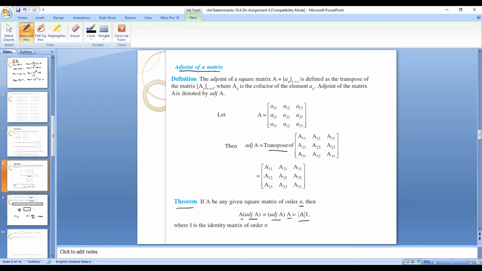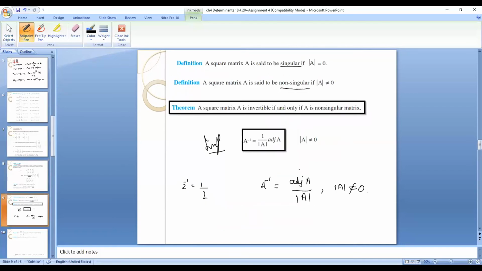So for finding the inverse, the very first we will be finding adjoint of a matrix. For finding the adjoint, we will find all the cofactors. After finding cofactors, we will write all the cofactors in a matrix. Then we will take its transpose. That will be our adjoint A. Then we will divide that adjoint A by A determinant. That will be our A inverse. So A inverse is equal to adjoint A upon A determinant, subject to the condition that A determinant should not be equal to 0. So this theorem is based upon this property only, that a square matrix is invertible.